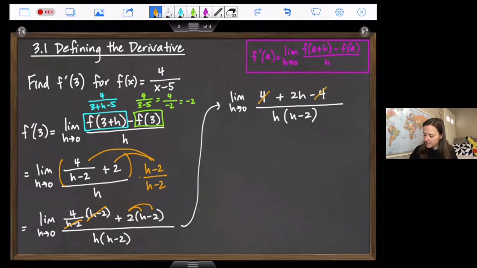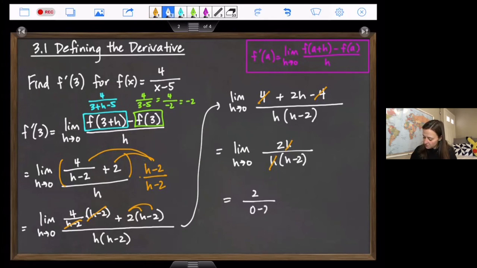I've got 4s that cancel out up top, and I've got the limit as h approaches 0 of 2h over h times h minus 2. And now that 0 over 0 drops out for me, and I'm ready to take the limit. All right, so I can plug in h equals 0. I've got 2 over 0 minus 2. 2 over negative 2, just equal to negative 1.